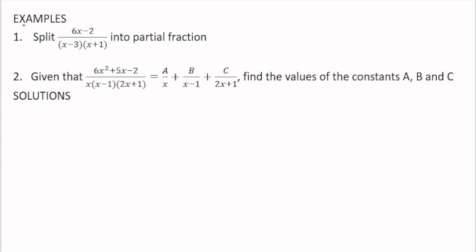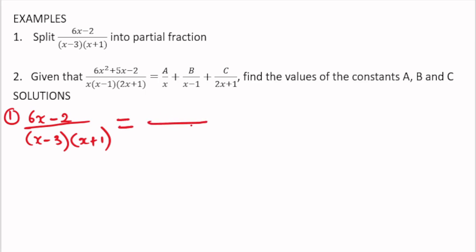So in example 1, we'll have (6x minus 2) over (x minus 3)(x plus 1). It says split this expression into partial fractions. So for me to split this into partial fractions, the denominator will have to split into two separate factors. So this becomes A over (x minus 3) plus B over (x plus 1). At the numerator, we'll have our A, and here we'll have our B. So we're looking for the constants A and B.